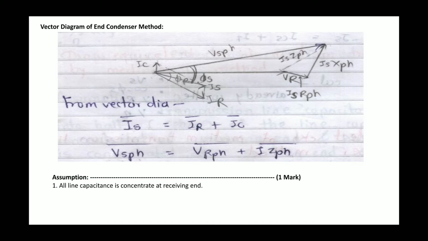When we draw this diagram, or when we start learning this method, first we consider some assumptions. The first is that all line capacitance is connected at the receiving end. So in the exam, every time they ask to draw the equivalent diagram of the end condenser method, then draw the vector diagram or phasor diagram of the end condenser method, and write down the assumptions.